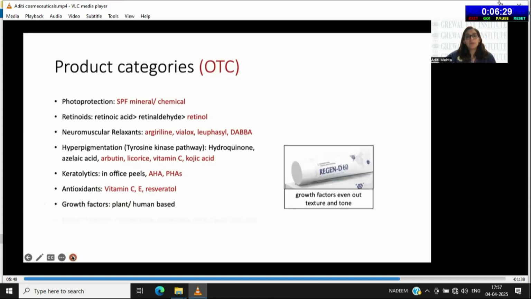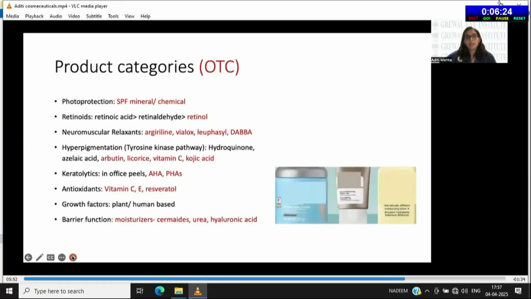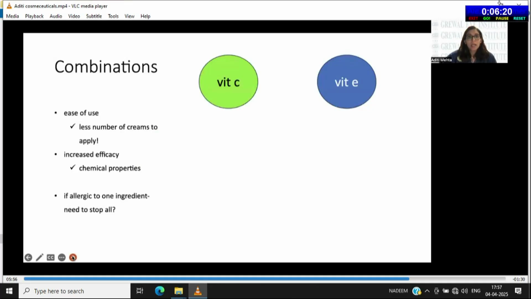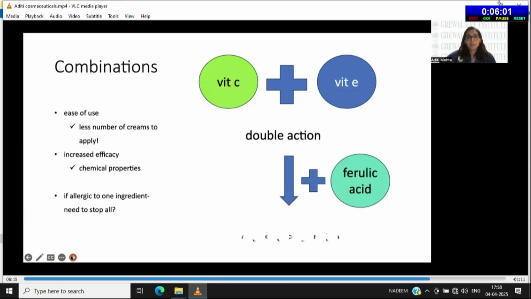Then we have some growth factors, which can be plant or human based. And then we have barrier function repair creams like your moisturizer, ceramides, urea, and hyaluronic acid. Combinations are supposedly more effective when used wisely. Also, there's a significant ease of use because there are fewer creams to apply. However, if a patient is allergic to one of them, then we need to stop the entire combination because we cannot really pinpoint which product the patient developed the allergy to.